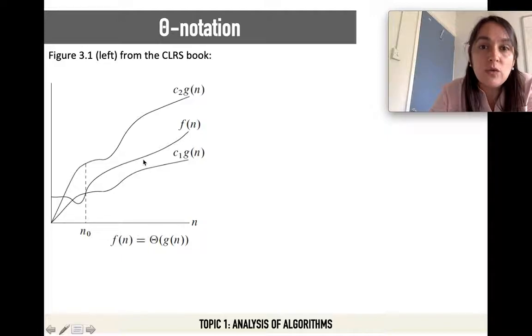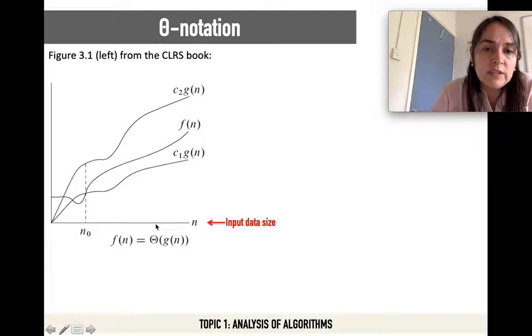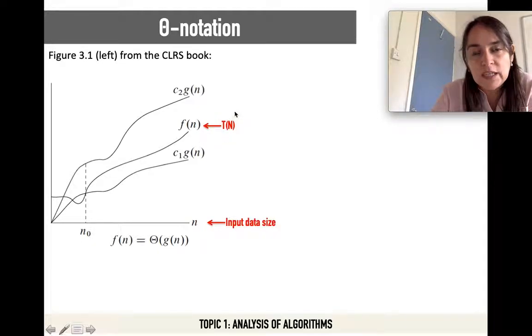So let's go first to the image. You can see here, this is the function we want to analyze, and as with the previous images, we have here the input data size. In our case, it is the input data size that is relevant for our running time or memory space, and the vertical axis is running time or memory space. And this is the function we want to analyze, that might be running time like here or memory space.